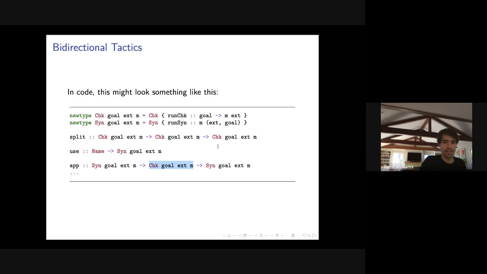And I forgot to put it on these slides here, but there are ways of going in between the two. If you want to turn a check tactic into a synthesized tactic, you need to annotate it, right? You need to provide some sort of type annotation to tell it what I'm going to produce. And if you want to turn a syn into a check tactic, you just synthesize, and then you check against the goal that the check tactic gets in.